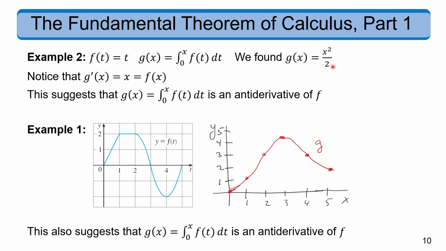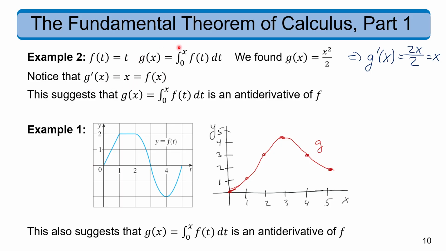What I want to point out is if you take the derivative of this g of x formula that we found, you would just carry along the 2 in the denominator and take the derivative of the numerator, which is 2x using the power rule. That simplifies to x. So g prime of x is equal to x. But I also want to point out that's the same as f of x. Right? f of x means you plug in x in place of t, and so on the right you would have x. So it turned out that g prime is equal to f.